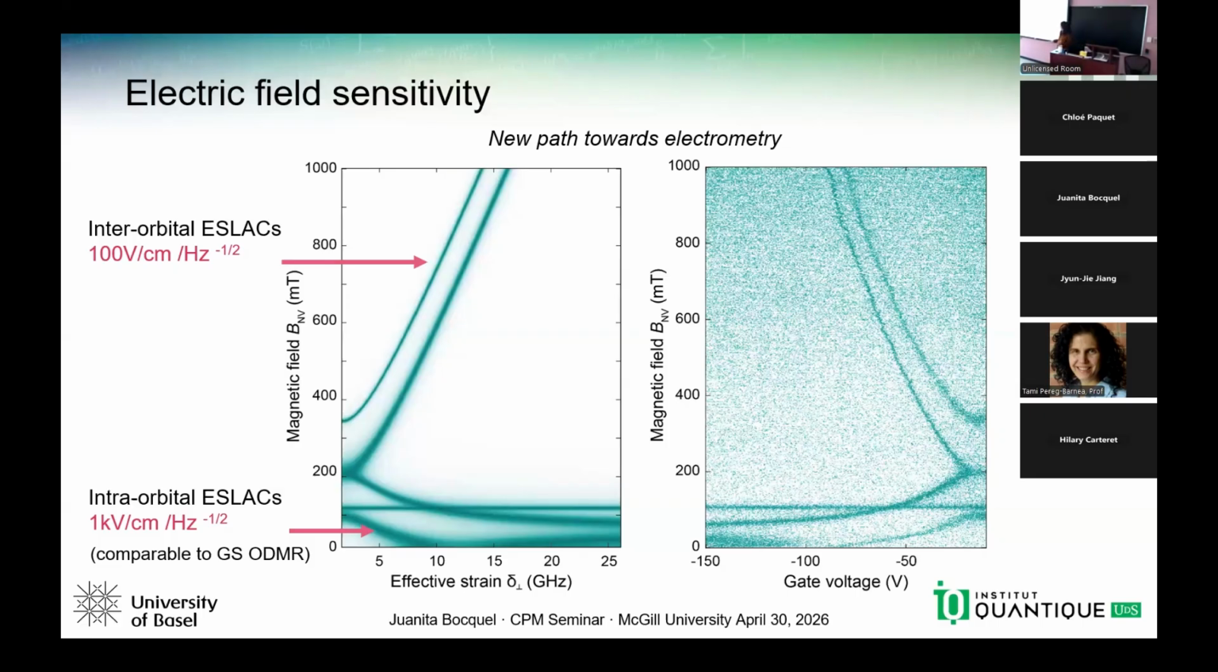So I'm not showing this today, but in the most recent work, we're trying to show a first proof of concept of electric field detection and imaging based on those features and not on the magnetic resonances.